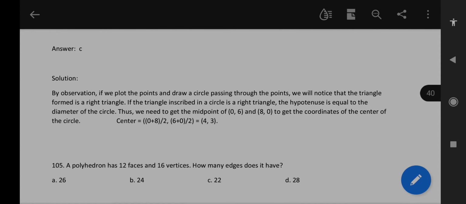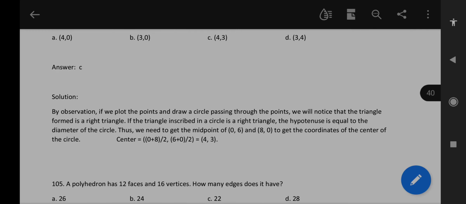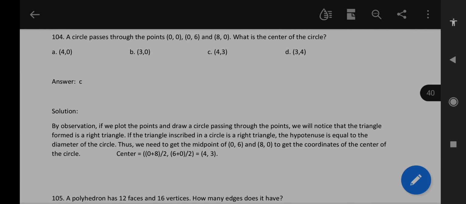Solution, by observation, if we plot the points and draw a circle passing through the points, we will notice that the triangle formed is a right triangle. So pag plinot mo daw yan, magkakaroon ka ng right triangle. If the triangle inscribed in a circle is a right triangle, the hypotenuse is equal to the diameter of the circle. So makikita natin yan as we illustrate the triangle.